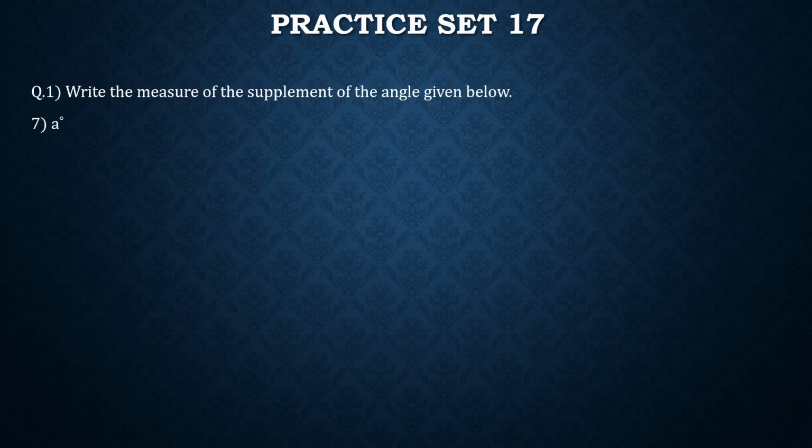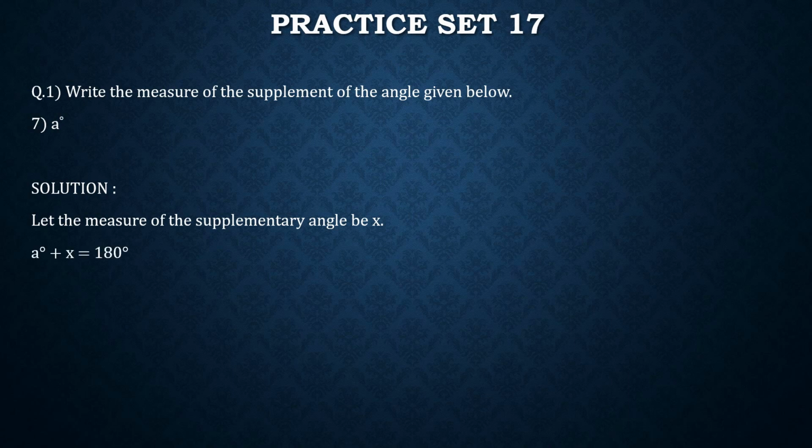Seventh sum, and the last sum of question number 1, is A degrees. We have to find the measure of supplement of an angle of A degrees. Solution. Let the measure of supplementary angle be x. Here we have A degrees, so let us consider the value of supplementary angle as x degrees. So A plus x is equal to 180 degrees.